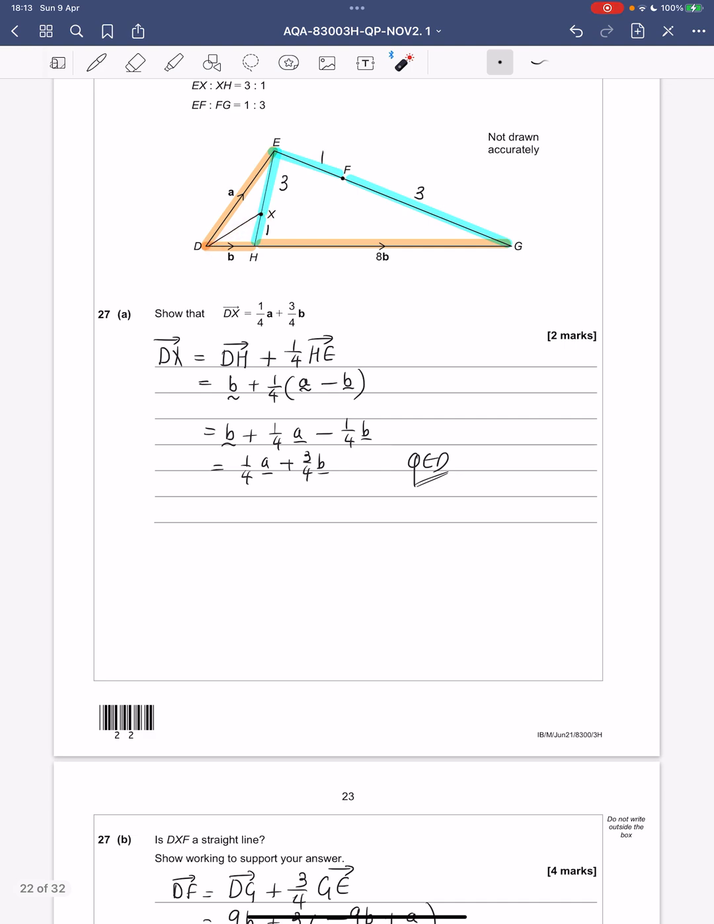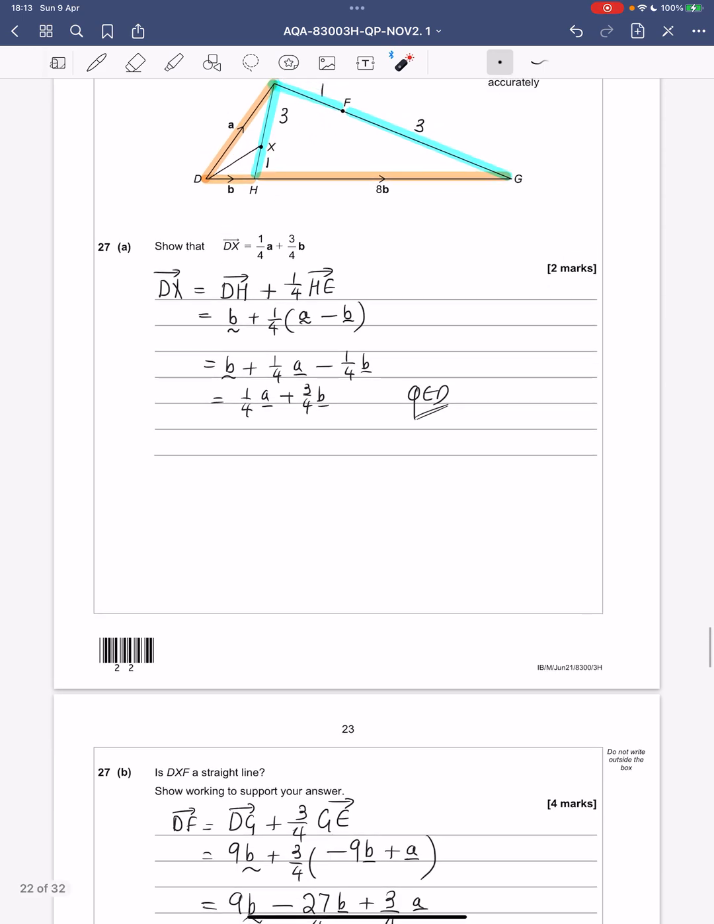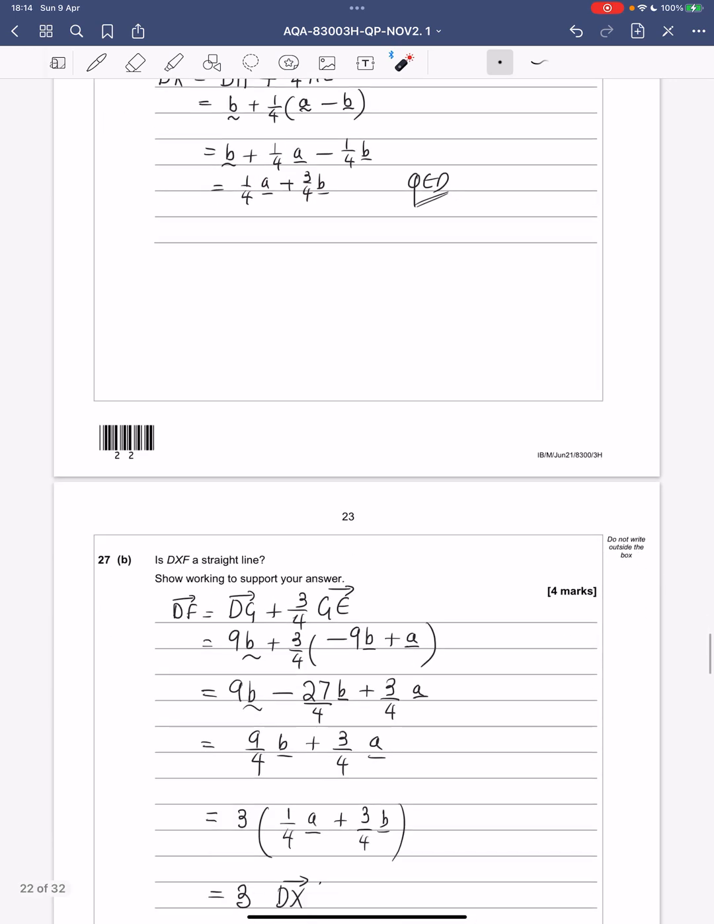Is DXF a straight line? So we've got D to X. I'm going to do D to F now. And if they're a straight line, they've both got the common point D. So if D to F is a multiple of DX, then they're on a straight line. By multiple, it means it'd be the same multiple of A's and B's. So it'll be in this ratio: the coefficient of B will be 3 times the coefficient of A.